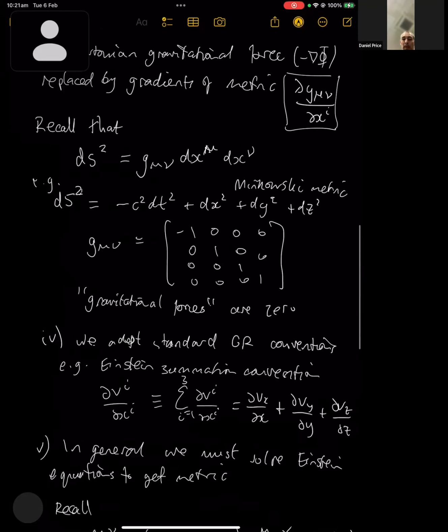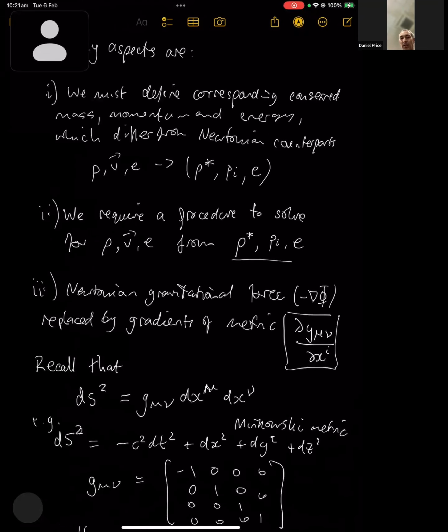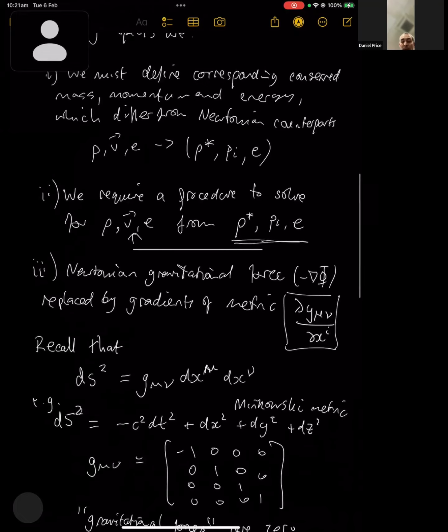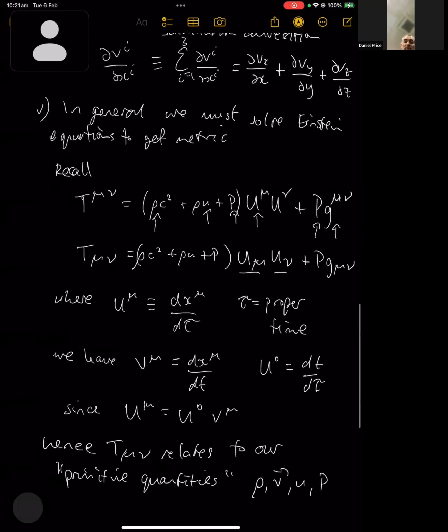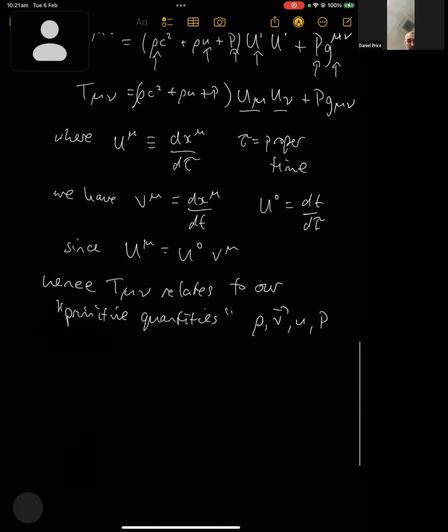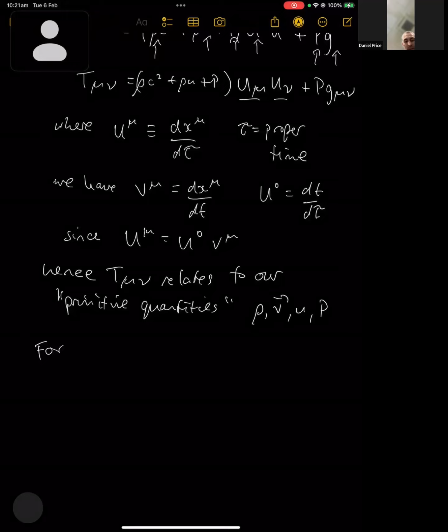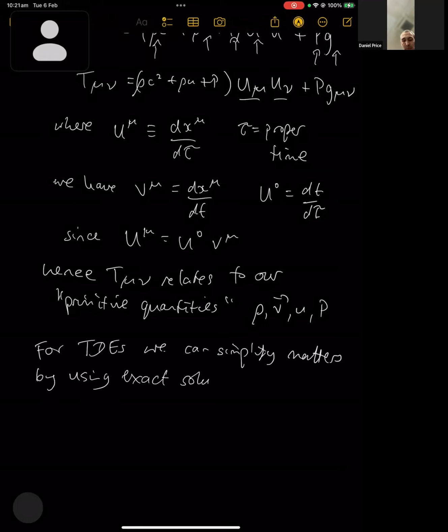Okay, so remember that in general, to solve Einstein's equations, we've evolved these variables, we need to solve for these ones, and we could simply put them on the right-hand side of Einstein's equations and then run it through a numerical relativity solver and get the metric. So we have recently done that, but for tidal disruptions, that's kind of unnecessary. So we can simplify matters by using exact solutions to Einstein's equations.